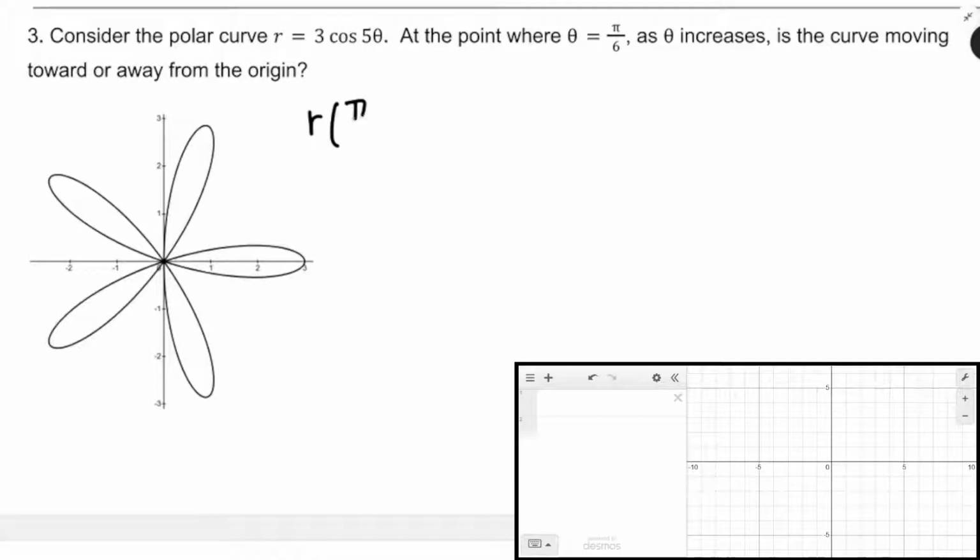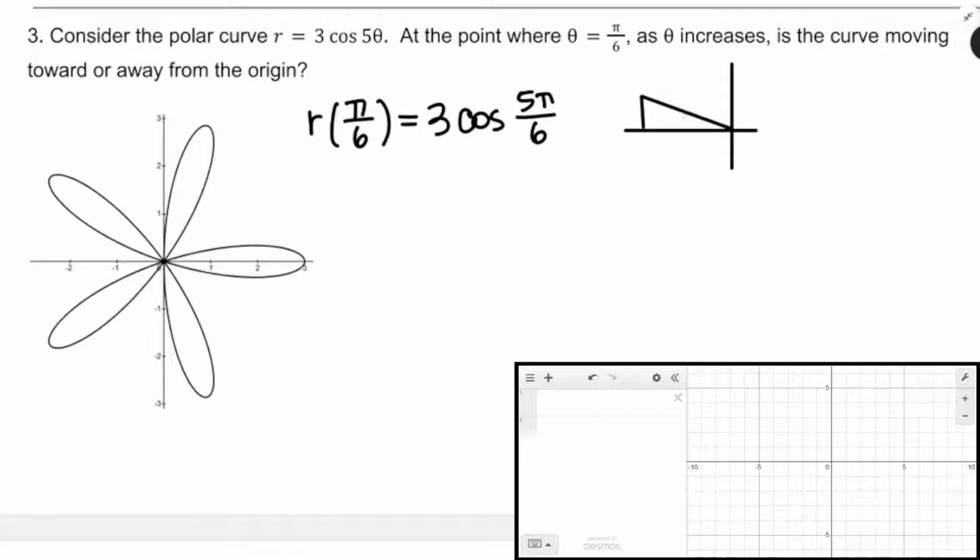So r of pi over 6 is going to equal 3 times the cosine of 5 pi over 6. Okay, 5 pi over 6 is almost all the way to pi, it's just short by pi over 6, so it's going to be this one. If we're looking for cosine, that's going to be the horizontal leg, the longer leg of a 30, 60, 90 triangle. It's going to be root 3 over 2, and it's going to be negative because it's over there in the second quadrant. So this is 3 times negative root 3 over 2, which is negative 3 root 3 over 2. So that's a negative number.